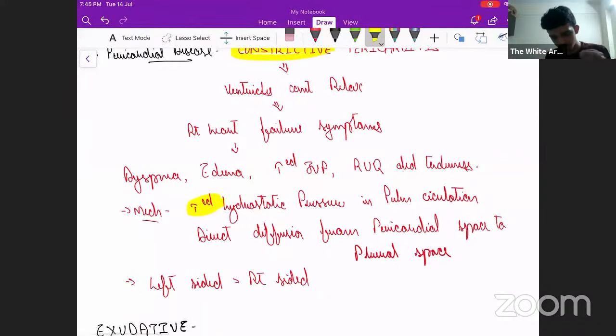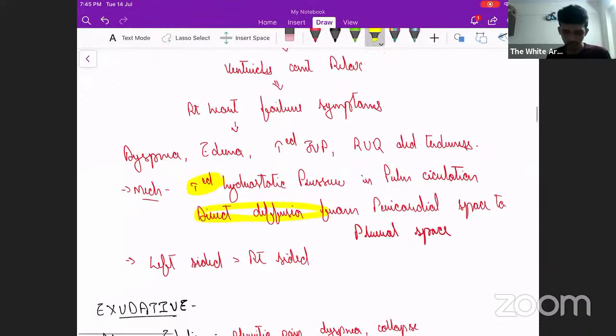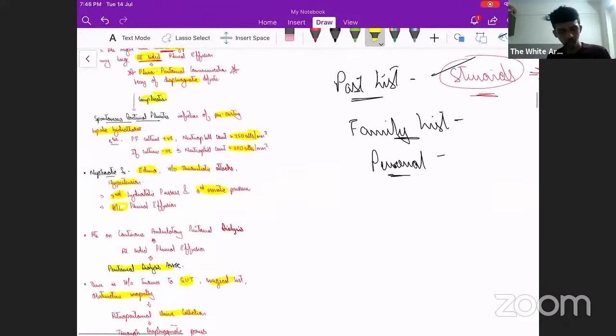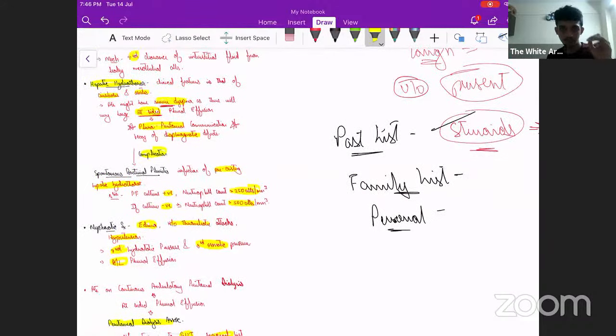Next one is direct effusion from the pericardial space. Whatever fluid is collected, there will be direct diffusion into the adjacent pleural space. Okay, and left-sided is more common as compared to right-sided. So we saw what features you look for in the most important causes of transudative effusion.